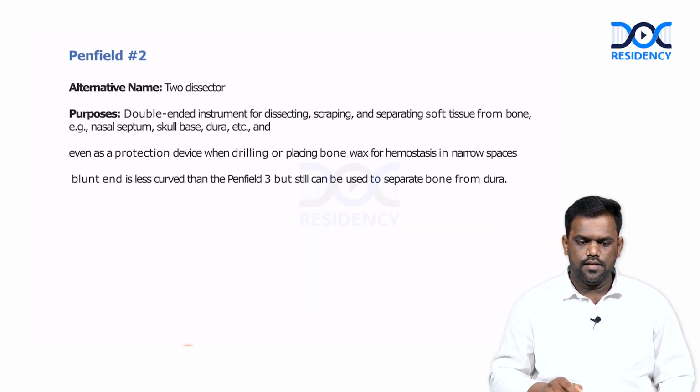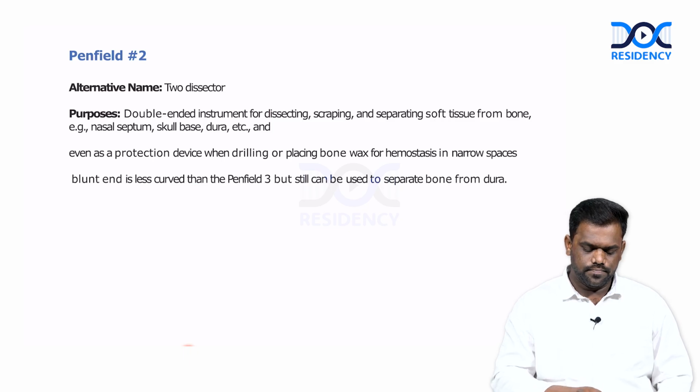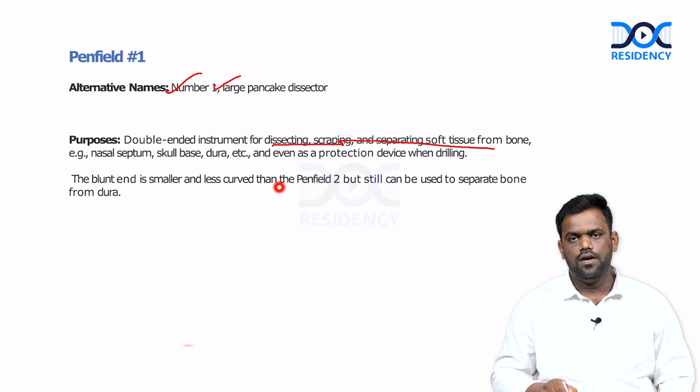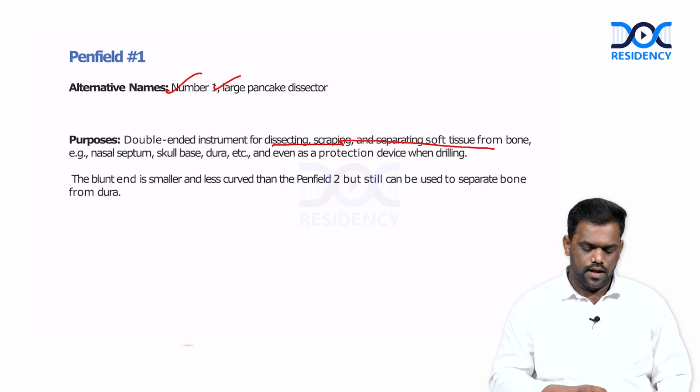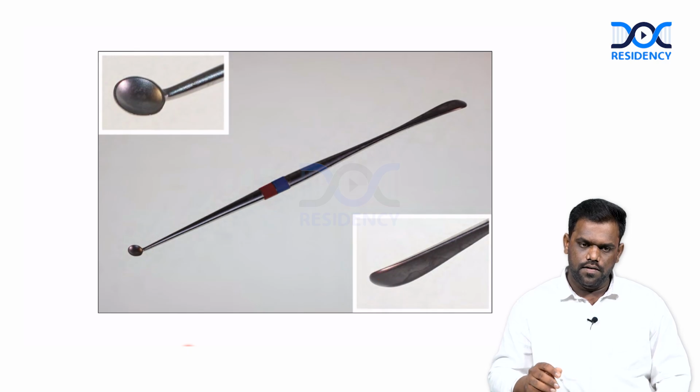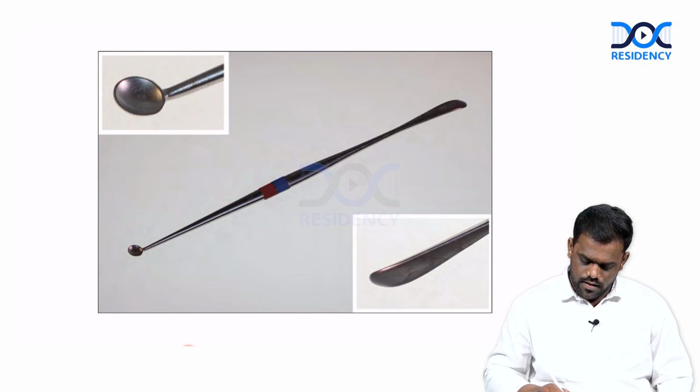Okay, and less curved. Here the blunt edge is smaller and less curved than the Penfield 2. But it still can be used to separate bone from the dura. Okay, so we can use this blunt edge to separate bone from the dura. But it is less curved. The curvature of this is very less. The Penfield 2 is still more curved.